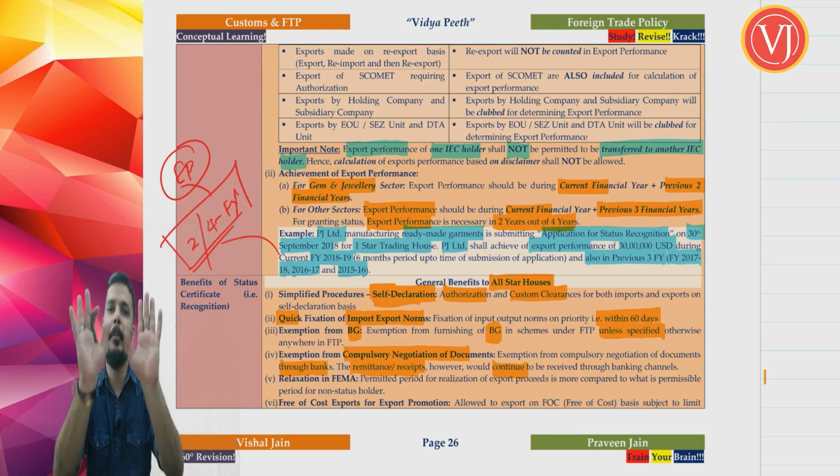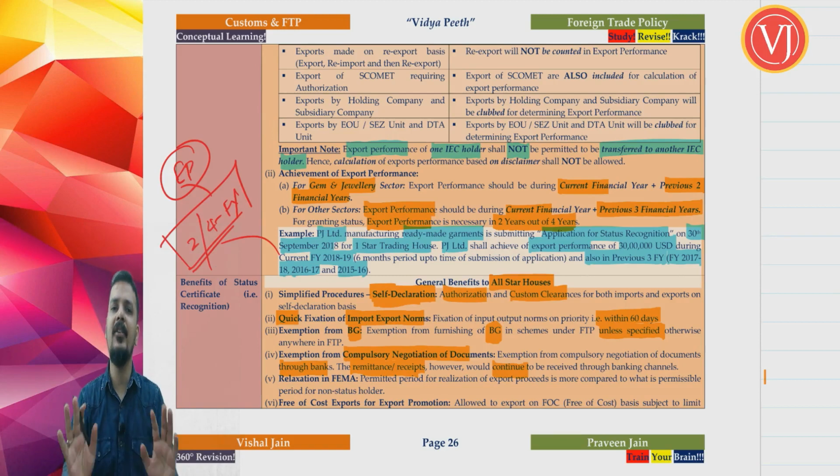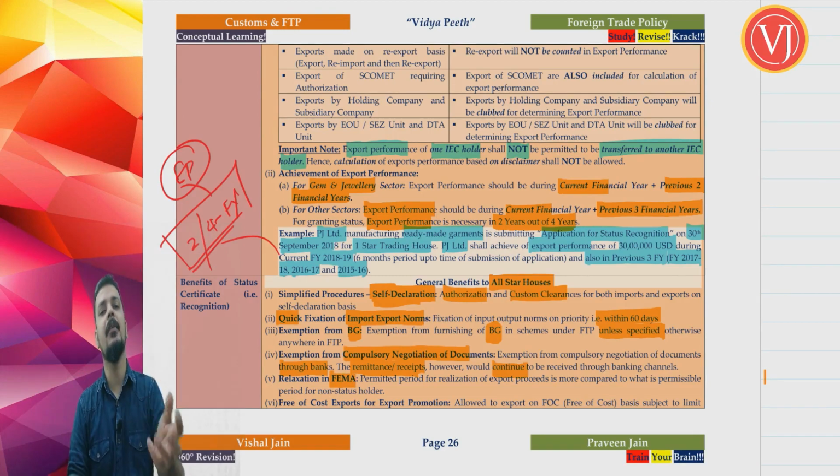We trust you. We are big exporters. But your BRC, even if you are a big exporter, a star house category, please submit BRC. Bank realization certificate is required for everyone, including star house. Relaxation in FEMA, right? So the time limit given for realizing your export proceeds.